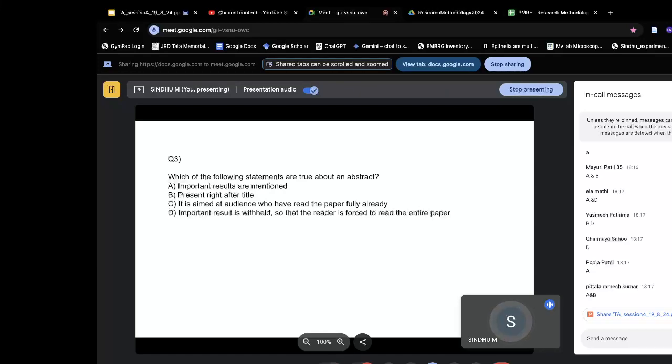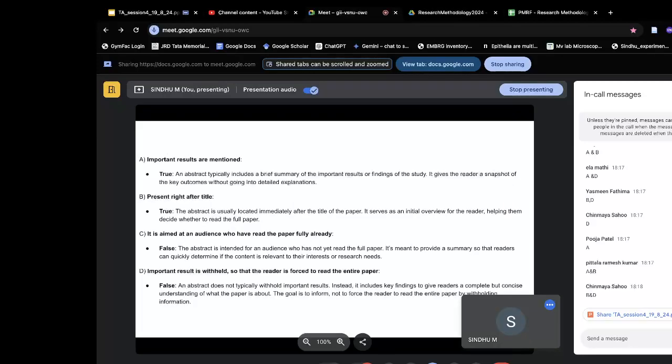So this question is about the abstract that I was just talking about in the previous question. It is present just after the title of the paper, and it has the important results of the paper and basic information about the study: why the study was performed, what results they got out of the study, and finally the conclusions of the study.